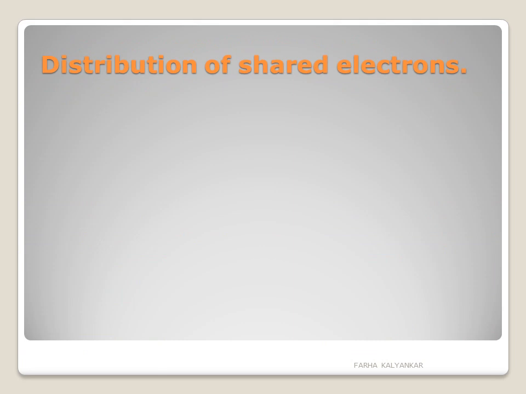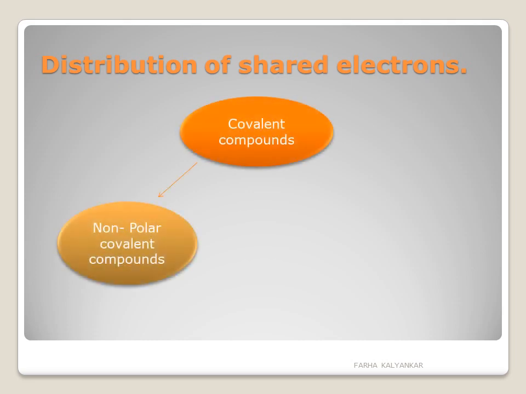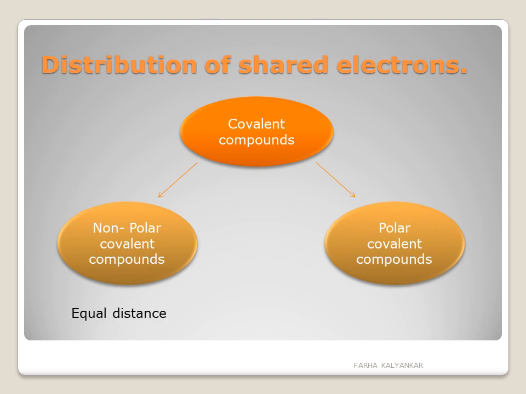Based on the distribution of shared electrons, covalent compounds are divided into two types: non-polar covalent compounds, and polar covalent compounds. When the shared pair of electrons are at equal distance from the combining atoms, we call that compound a non-polar covalent compound. Whereas when the shared pair of electrons are not at equal distance from the two combining atoms, we call that compound a polar covalent compound.